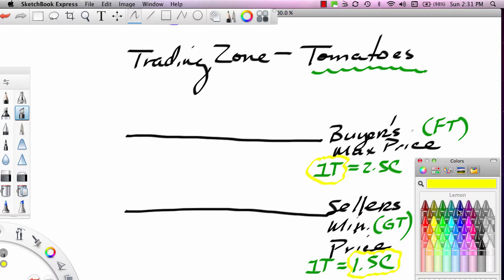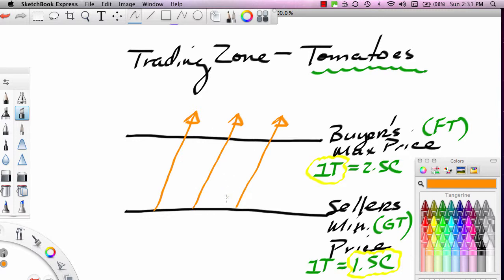So any exchange rate, now let me pick a color here that we can use. Let's use orange. Tangerine. Isn't that cool? Any exchange rate above 1 tomato equals 1.5 corn would be pleasing to the seller of tomatoes. So we'll actually illustrate a few of these in a minute, but the seller, of course, is going to be open to any price above this line right here.